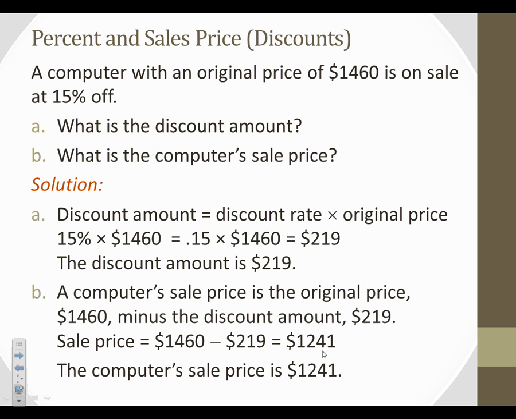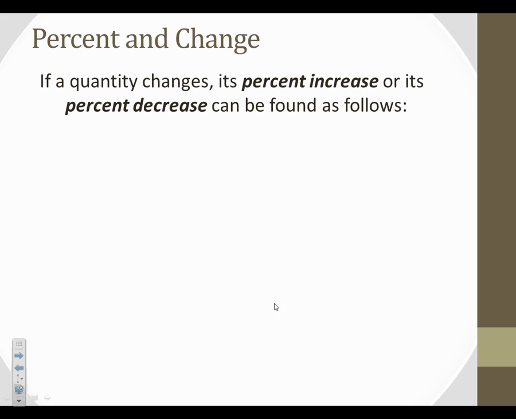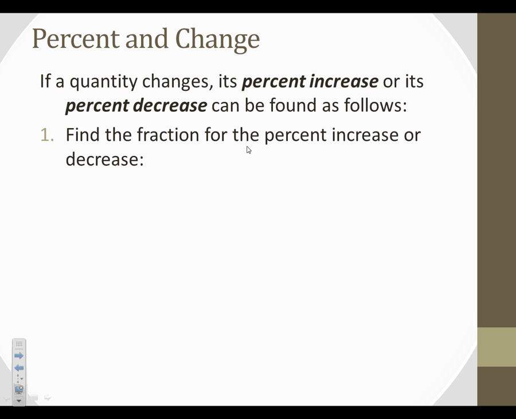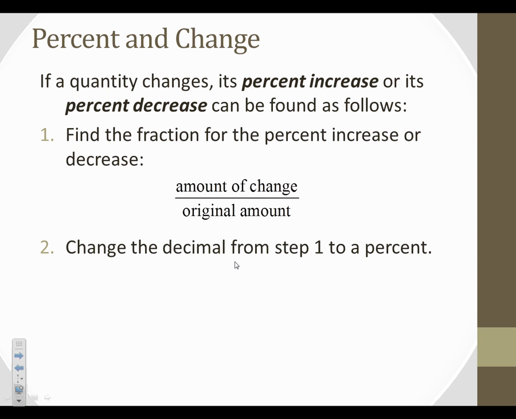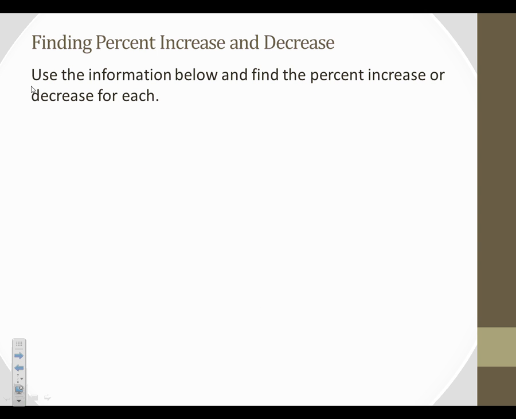Okay, so we've done sales tax and discounts, and now we need to talk about percent change. If a quantity changes, then its percent increase or percent decrease can be found as follows. You want to find the fraction for the percent increase or decrease. That means that on the top will be the amount of change, and on the bottom will be your original amount. And once you get that fraction, you want to change it to a decimal, and then change the decimal to a percent. So let's do some examples. Finding percent increase and decrease.